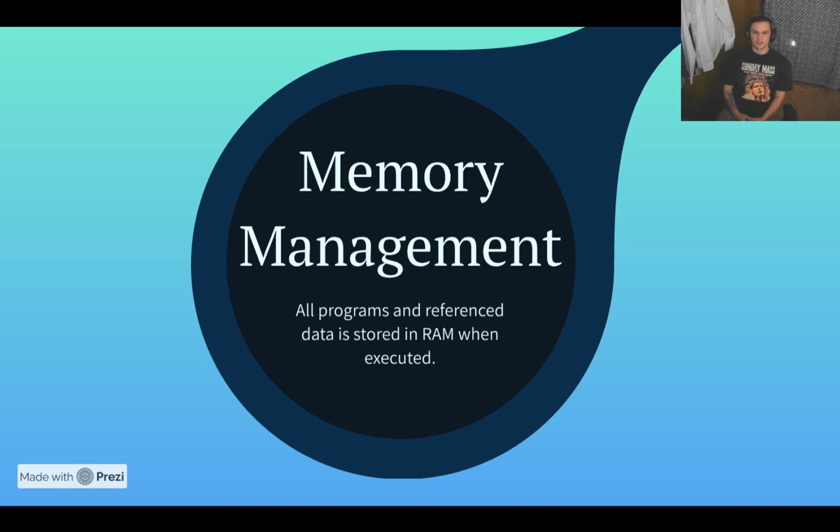Memory management is the idea that all programs and reference data are stored in RAM when executed. Otherwise, they're stored in your secondary memory on your hard disk. But when a program is being executed, it needs to be stored in the primary memory, the RAM. So your OS is going to determine how it's going to grab stuff from the hard disk, or how it's going to determine what needs to be in RAM while a process is running.